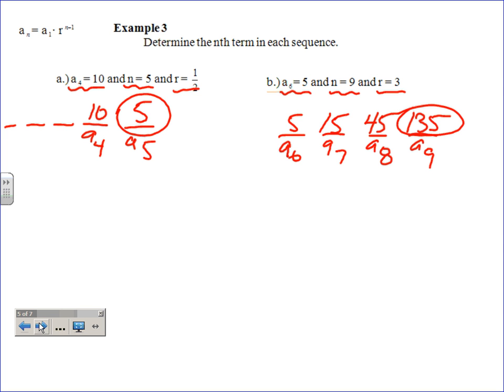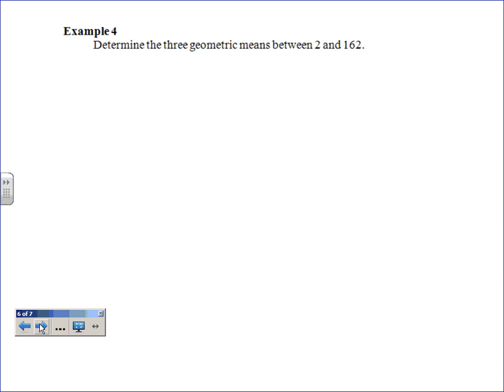The example 4 that you have on your notes, you can scribble off and replace it with this one. I'll give you a second to write this one down.